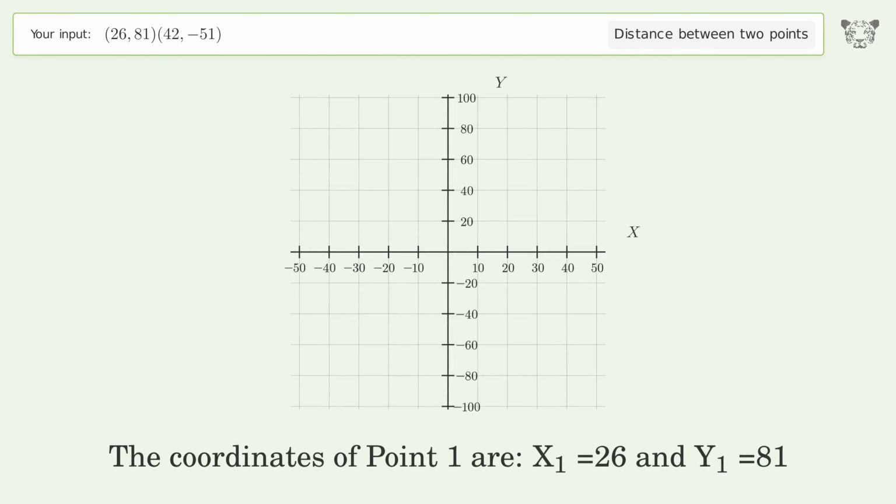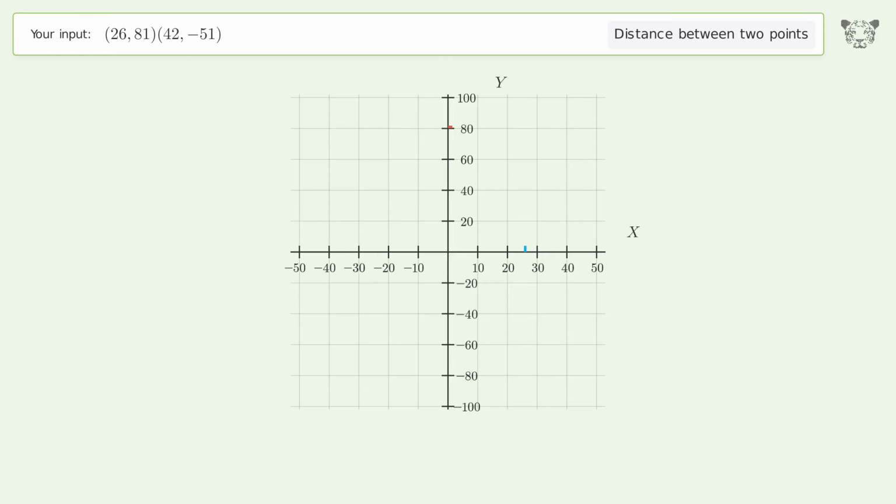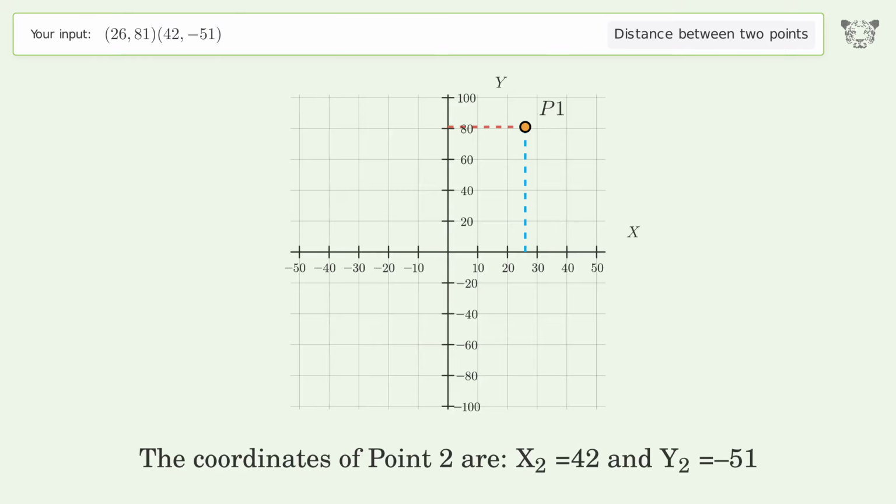The coordinates of point 1 are x1 equals 26 and y1 equals 81. The coordinates of point 2 are x2 equals 42 and y2 equals negative 51. D is the distance between the 2 points.